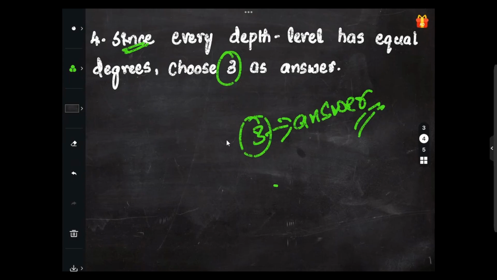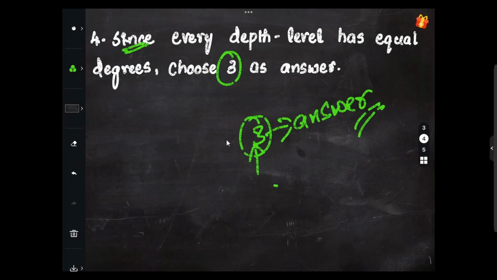We have to find the root vertex basically, right? So the condition is, for every distance d from the root, all nodes at the distance d have the same degree. So we have to find the root vertex, right? So we will find this root vertex and declare it as 3, since every depth level has equal degrees. So this is the approach that we'll be going with. Simple, right? So this seems simple.